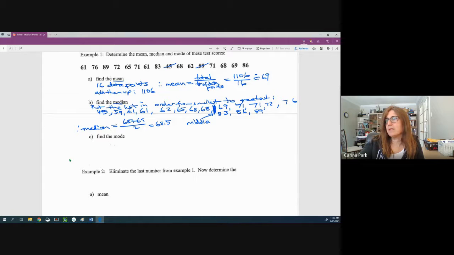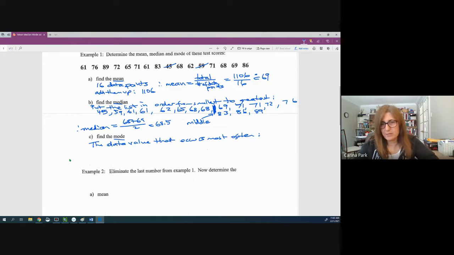So now we've done median. Mode is going to be the number that occurs most often. So the data value that occurs most often. So let's see what occurs most often. And for this one, it's also handy to have the numbers in order, because if you're looking at the list not sorted, then it's hard to figure out which ones are there twice.